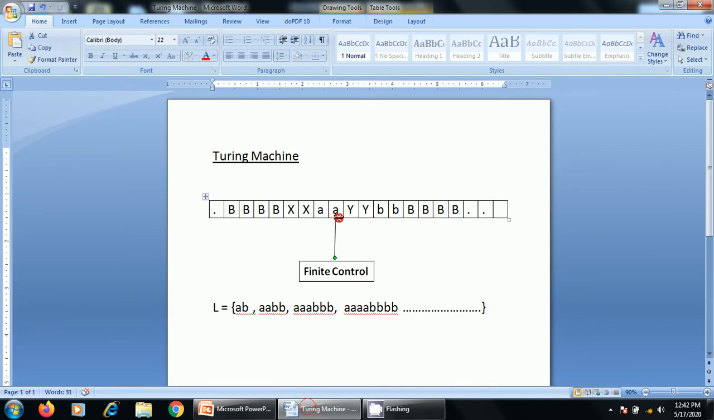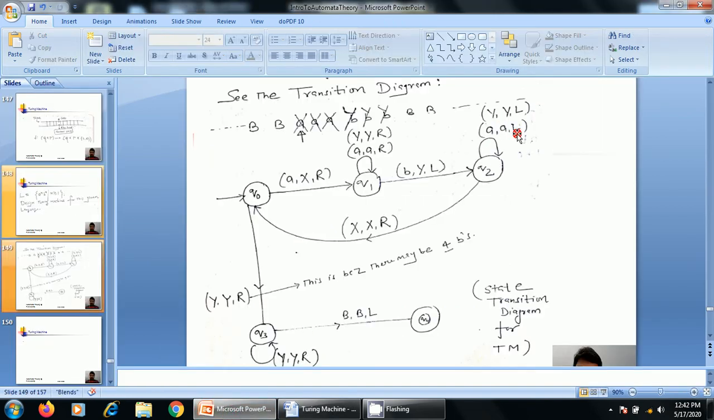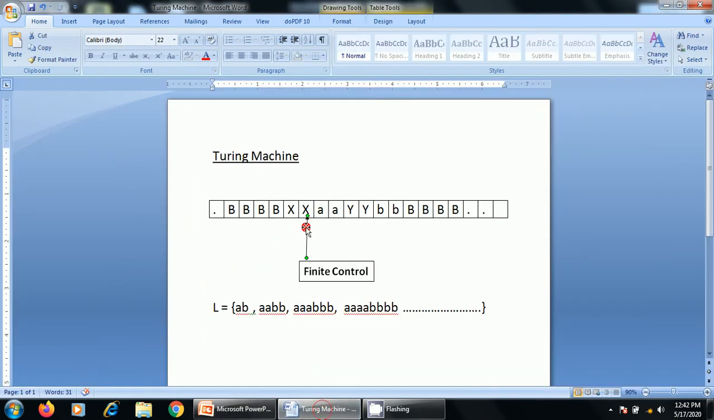Why are we moving left? Because we are searching for x. If there is a, keep it a and move left. Now if we receive x, then keep it x and move right, because if we receive x, it ensures that we are just behind the next a, just behind the third a. Then keep it x and move right, which means the machine is now searching for the third a.